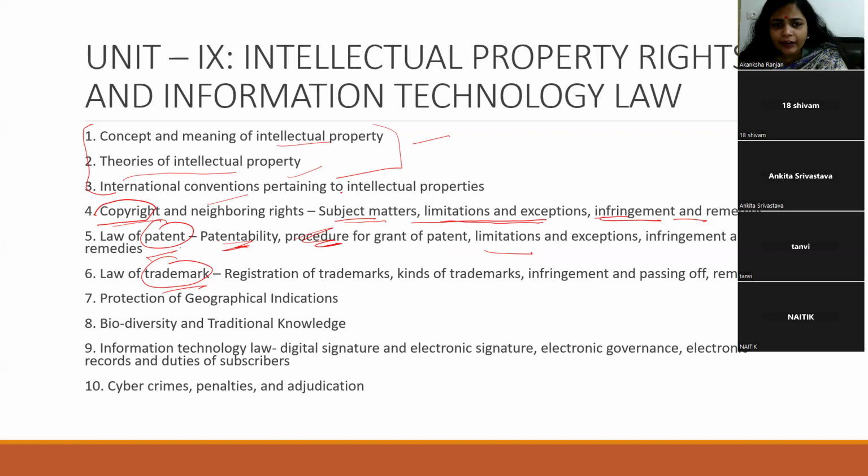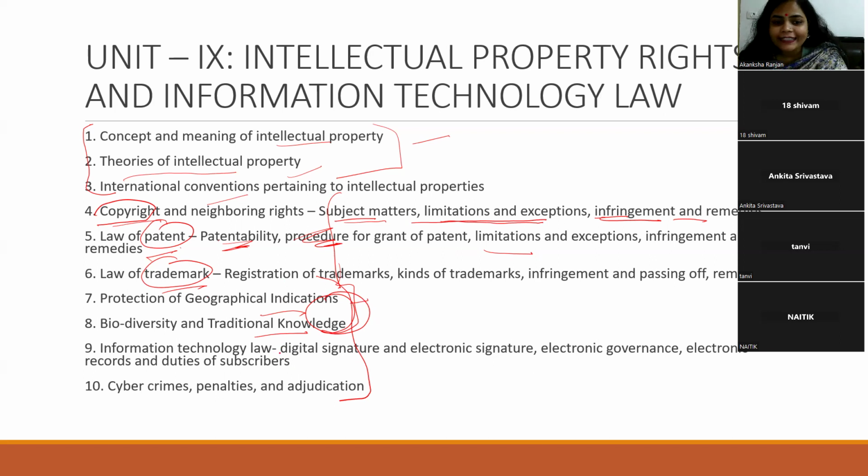Then after covering these 3, come to these, which are not the most important and most asked units. The GI and biodiversity, these 2 topics are not asked a lot. This is the least asked. So you can skip this if you are doing selective study.